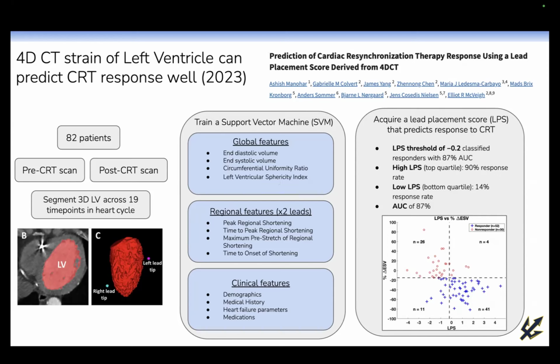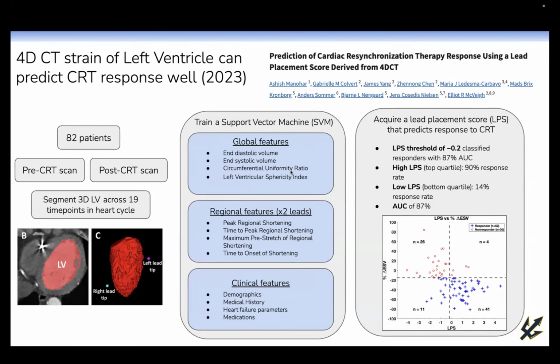They're global because they depend on the overall morphology of the left ventricle. The authors then split the left ventricle into 90 spatial regional segments and acquired 4 regional strain metrics for each of these regions. So that's a lot of values. But when training the models, they only use the regions below the left and right lead tips. So that's 4 from here, 4 from here, and then 4 global. So that's 12 features overall.